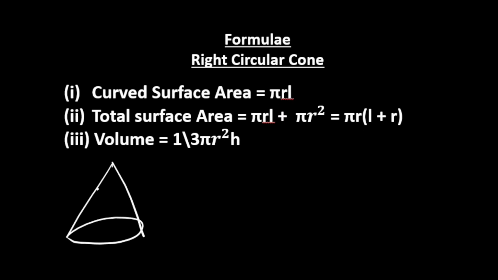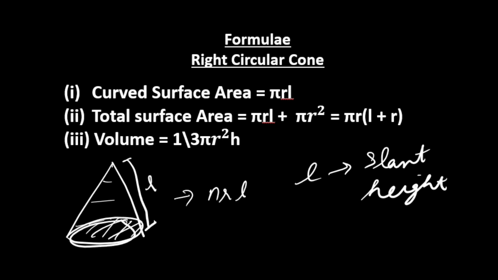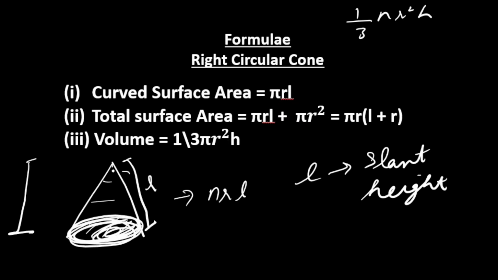This is cone. Surface area means this area. It's pi r l, where l is slant height of the cone. Slant height is this height. This is l. Then total surface area is pi r l plus pi r square. Pi r square means the area of this circular part, plus the area of this curved part. So pi r into l plus r, and volume is 1 by 3 pi r square h, where h is the height of the cone. Height means straight height.